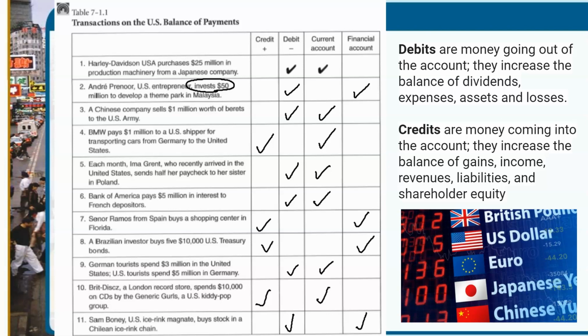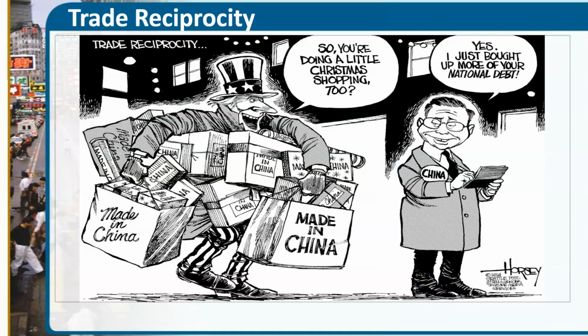In terms of the seesaw effect, or the equal equation of current account should be equal to financial account in that regard. And we see this all the time, the idea of trade reciprocity, the idea of well, if you're buying things from us, we should be buying things from you, and vice versa, right?